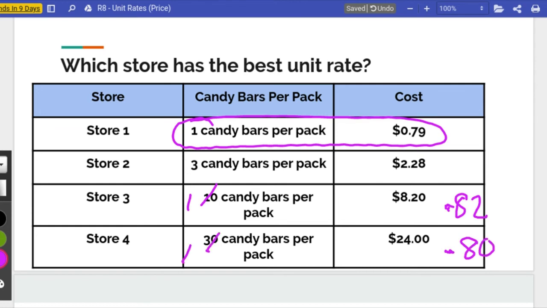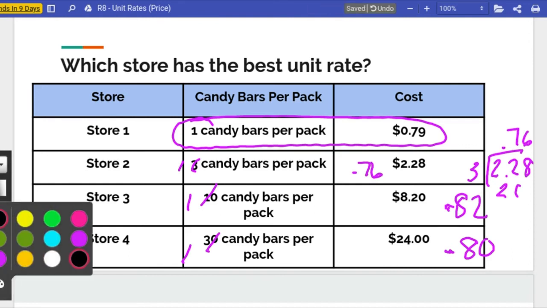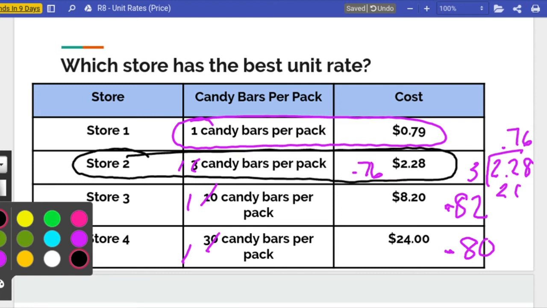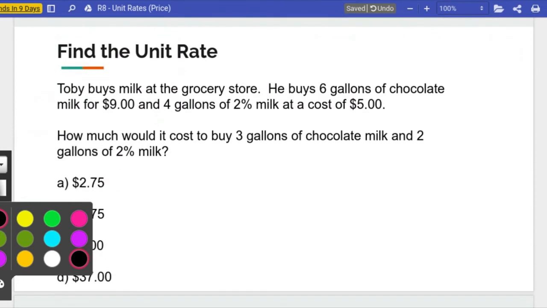And now I have this 228 divided by 3. So you're going to want to do $2.28 and divide that by 3. So you're going to get 76 cents. So 76 cents for 1 candy bar. So looking at that, my cheapest candy bar is store number 2. It only cost me 76 cents per candy bar, whereas this one is 79, 82, and 80. So store number 2 would be your correct answer.